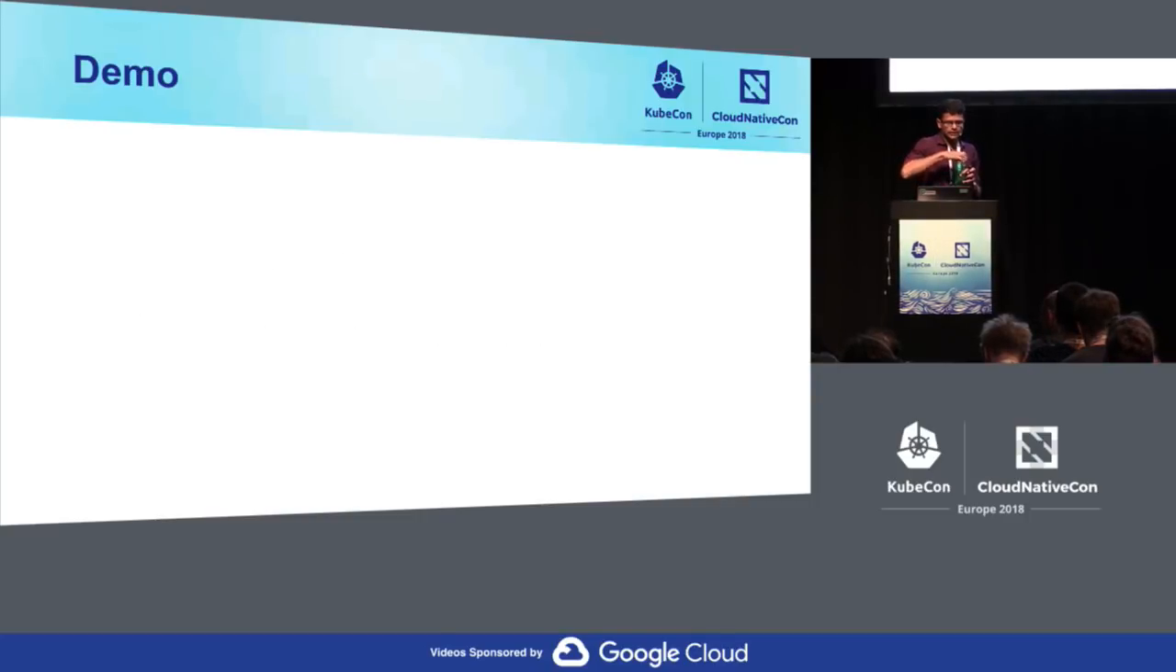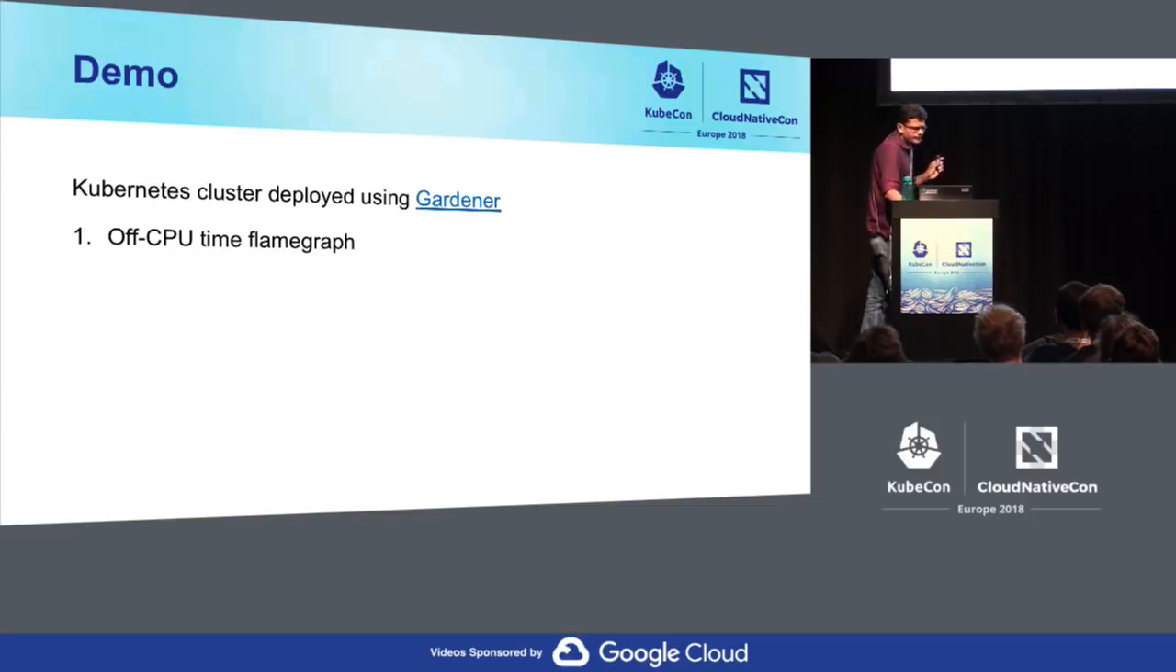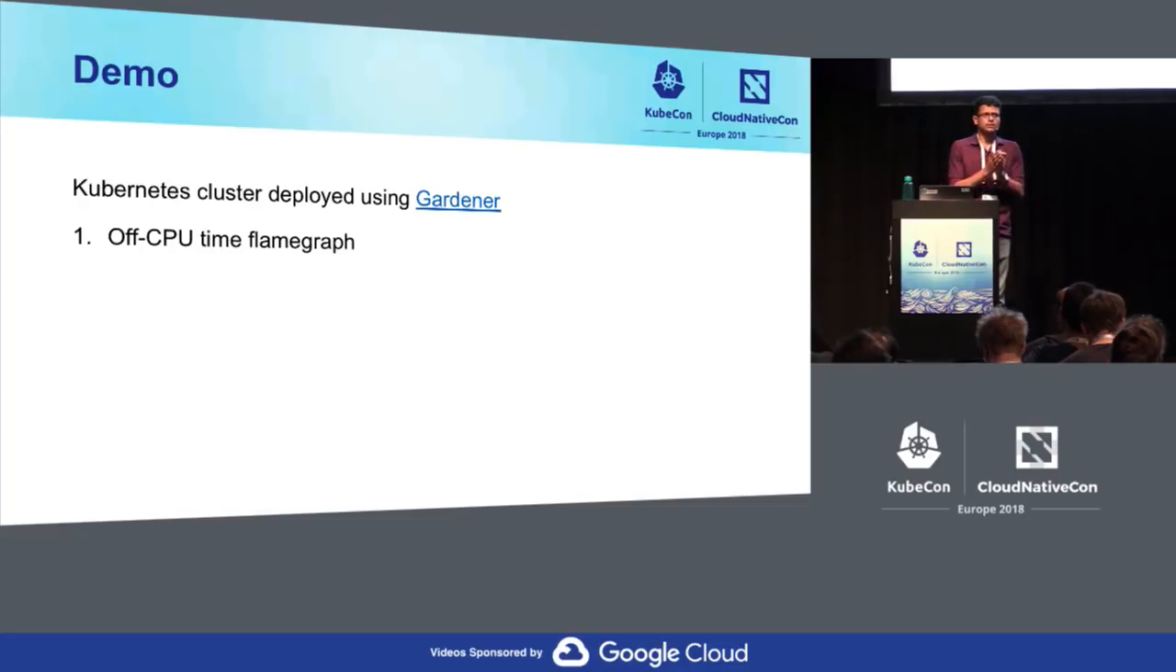So let's go through the demo. What I have for the demo is a cluster that is deployed using Gardener. For the first demo, we'll be generating an off-CPU time flame graph for the processes running on the host.